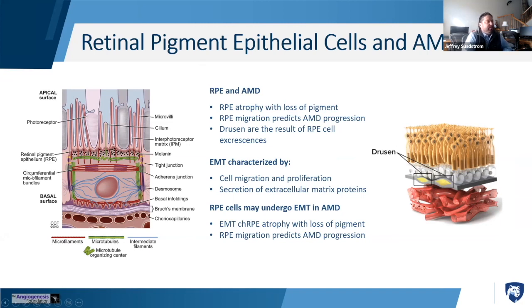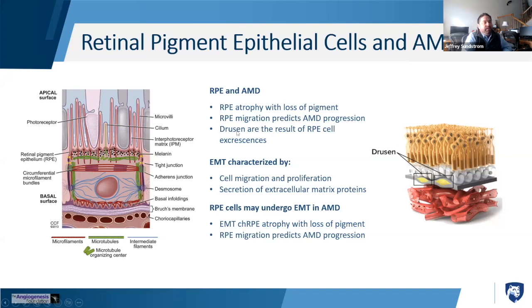These epithelial cells are terminally differentiated and extremely polarized, and in age-related macular degeneration, if you look at the literature, they become atrophic. They become smaller in size and lose some of their pigment. More recently, in some clinical studies, migration of RPE cells into the retina has been shown to predict progression of dry AMD to wet AMD.